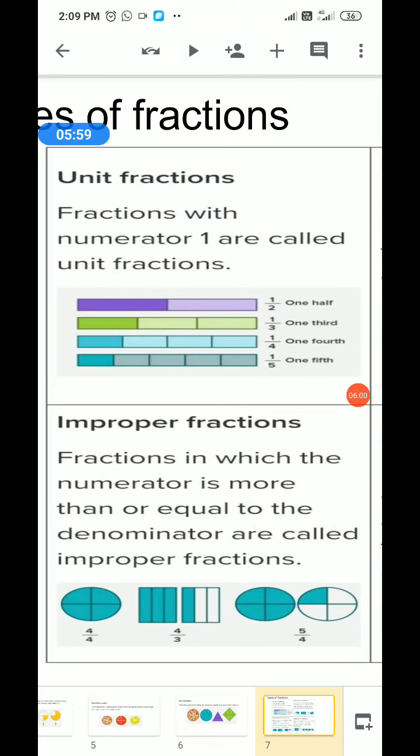See the first diagram, purple color. How many parts is it divided into? It is divided into a total of 2 equal parts, so 2 is written in the denominator. How many parts are shaded? Only one part is shaded, so 1 by 2. Next one, see, 1 by 3, 1 by 4, 1 by 5. So wherever the numerator is 1, that is nothing but a unit fraction.